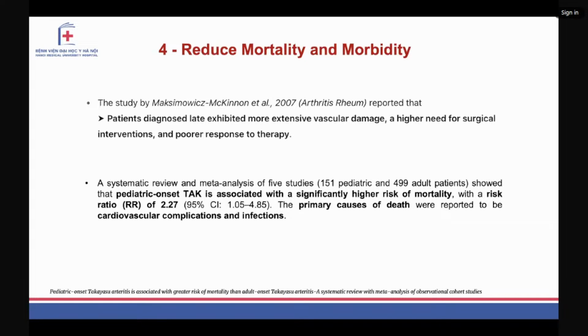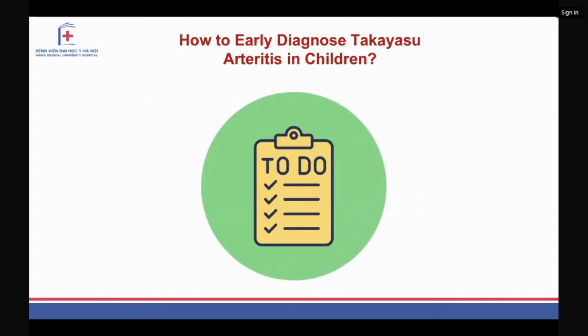And finally, this slide emphasizes the critical importance of early diagnosis in childhood-onset Takayasu arteritis to reduce mortality and long-term complications. And according to Misra and Singh, patients diagnosed late had more extensive vascular damage, needed more surgical intervention, and had a poor response to therapy. So how to diagnose Takayasu arteritis early in children?